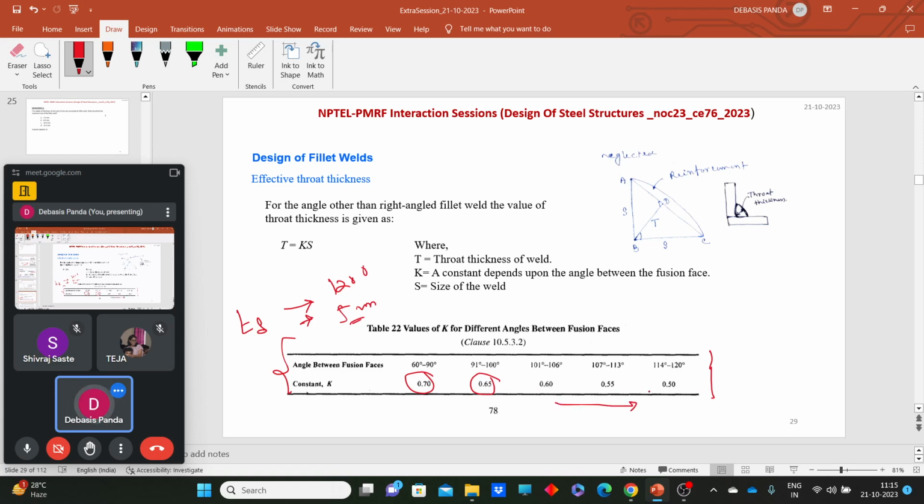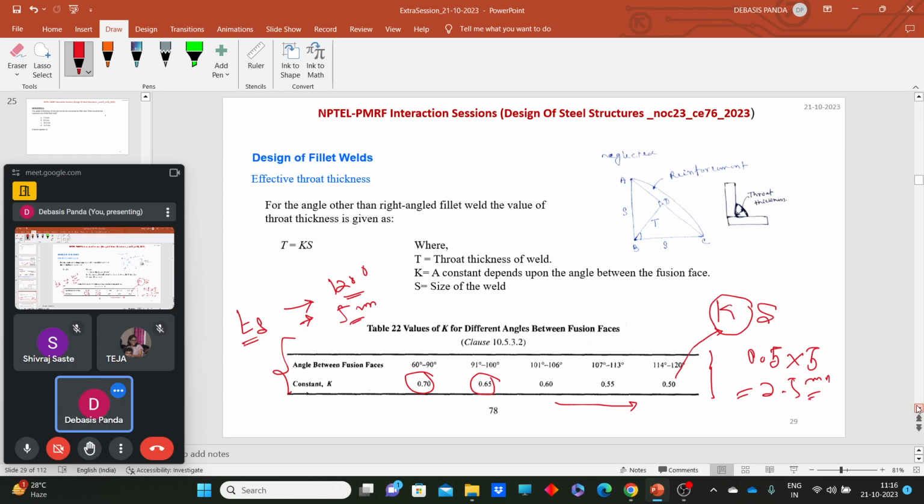One mark will definitely come from this question, like what should be the value of K, or what should be the value of TS. For example, what should be the value of TS for a 120-degree fusion angle and 5 mm size? You need to first find the K factor value and then the size of the weld. Here the K value is 0.5, so 0.5 multiplied by 5 gives 2.5 mm. Likewise, 1 or 2 marks questions can be settled from this kind of topic.